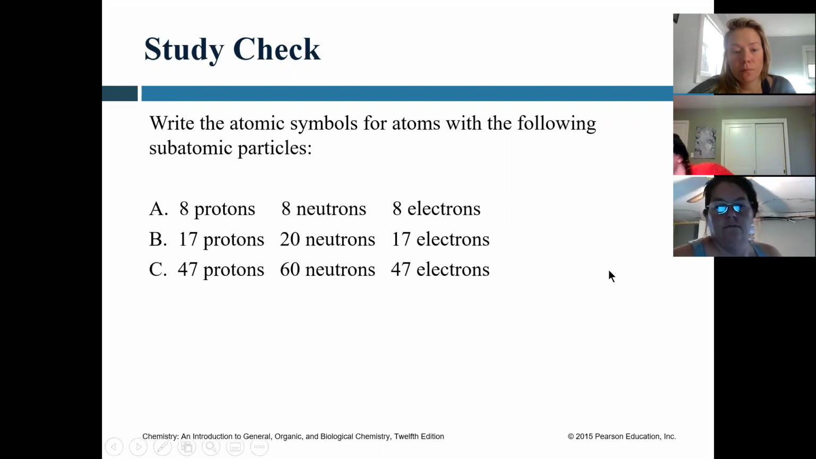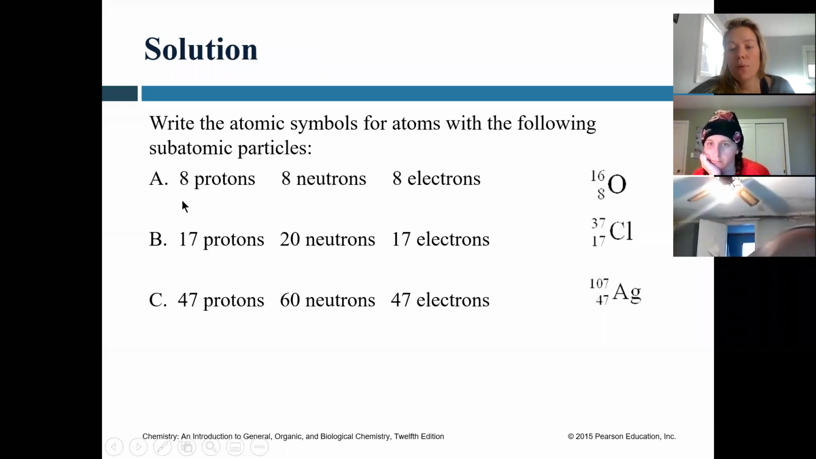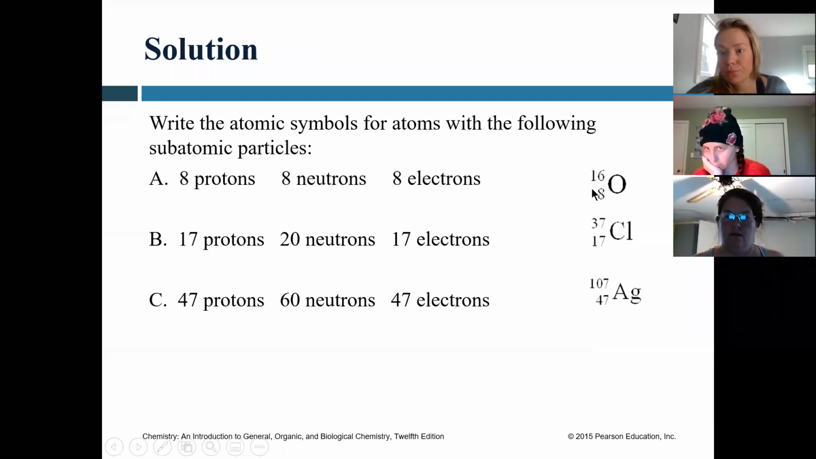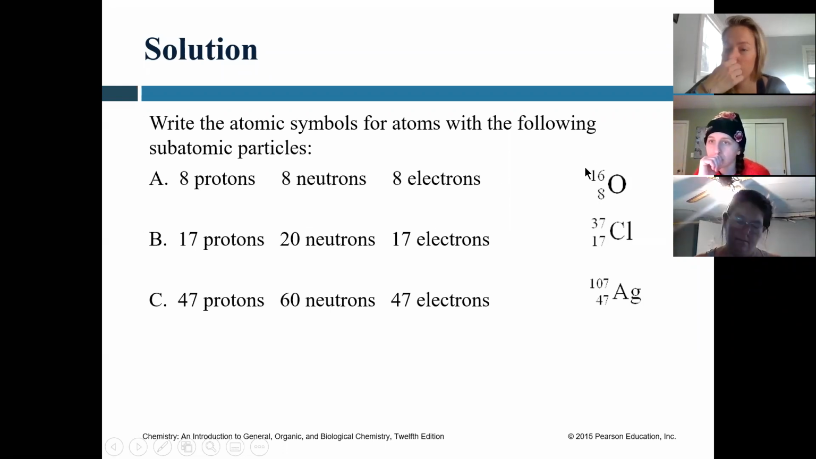All right, so if we have 8 protons, it has to be oxygen. We can put the little 8 on the bottom, or you can leave the 8 off. It's not necessary. But you do need to put the atomic mass in the upper left-hand corner because you have to tell me what oxygen you are dealing with. And in this case, it's oxygen 16 because the 8 and the 8 will total the 16. In this one, we are dealing with chlorine 37. Chlorine 37, 17 protons because it's chlorine, and then the remaining 20 will go to the neutrons.